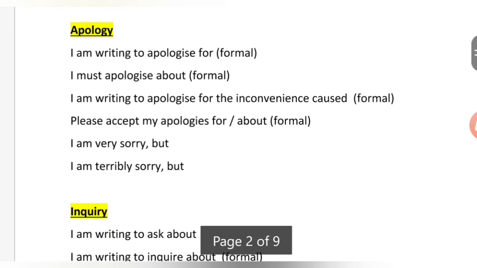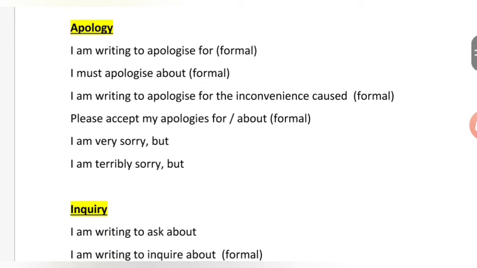Next is apology letter, where you have to apologize. I'm writing to apologize for, I must apologize about, I'm writing to apologize for the inconvenience caused, please accept my apologies for or about.